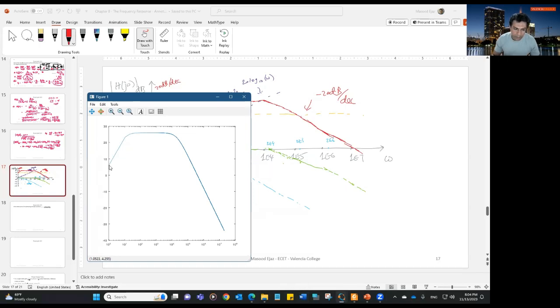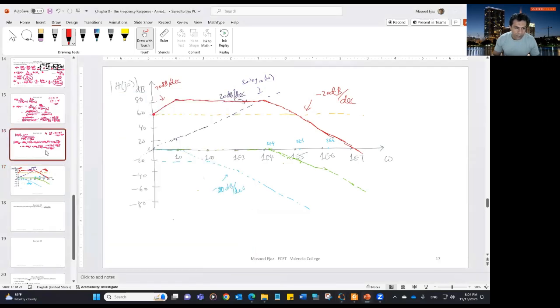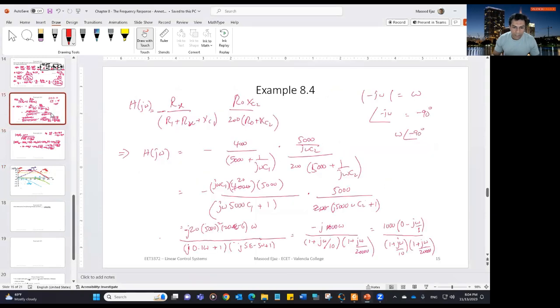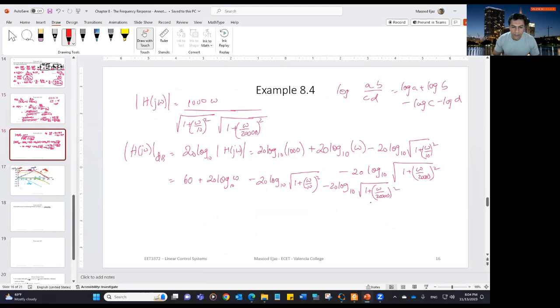So our constant value is not 60, it's 6. So perhaps it was 100. Let's see. We put 1,000 over here. Perhaps it was not 1,000, perhaps it was 100. That is going to give you a 40. So anyways, that's the issue. Basically, this constant value, maybe we did not calculate it correctly. Otherwise, the rest of it is pretty good.